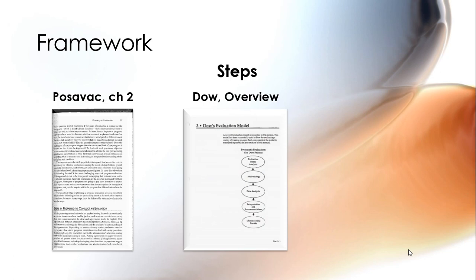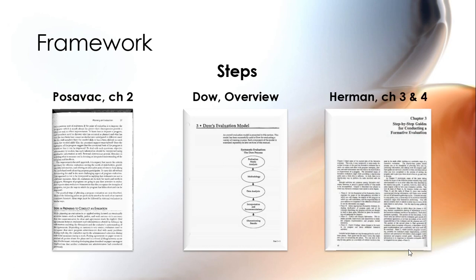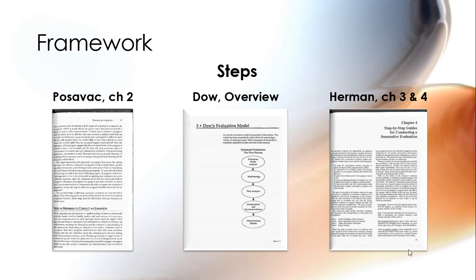Section 2 of Chapter 2 by Beach, beginning on page 27, covers the steps in preparing to conduct an evaluation, and Dow, the overview chapter, has all the steps that they recommend in this case. And Herman, in chapters 3 and 4, has this. Chapter 3 in particular has the steps for conducting a formative evaluation, and chapter 4 has the steps for conducting a summative evaluation.